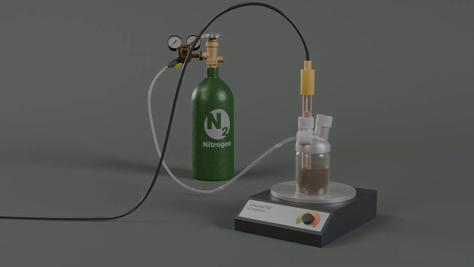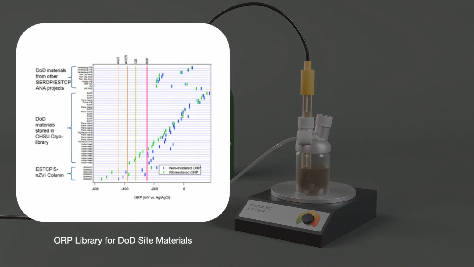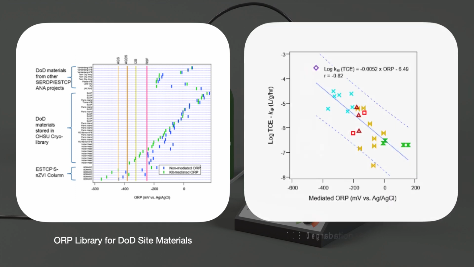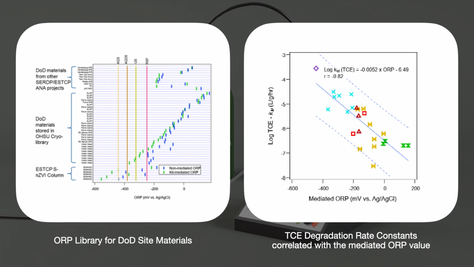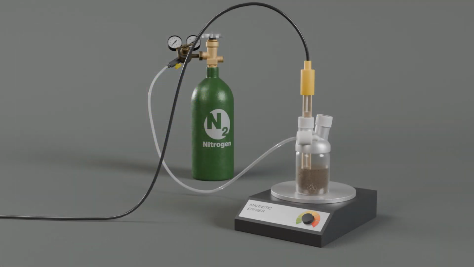Then we applied mediated ORP measurement to a wide range of reactive aquifer materials collected from different DoD sites archived by previous SERDP ESTCP projects. We created a redox library for DoD sites where abiotic natural attenuation could be relevant. Additionally, we have shown that the mediated ORP values formed a statistically significant negative correlation with TCE reduction rate constants. Based on this correlation, the ORP values can be used to predict the range of abiotic natural attenuation rates of chlorinated solvents at contaminated sites.